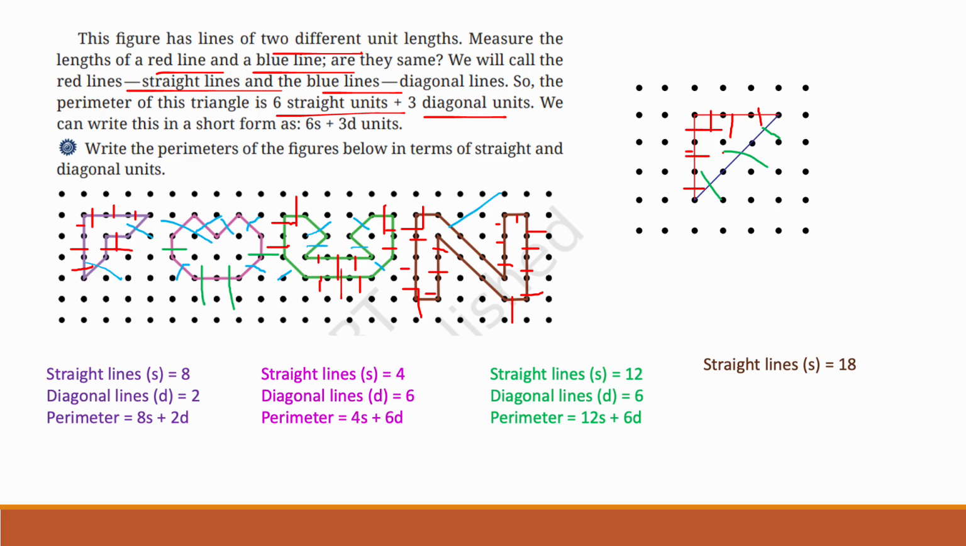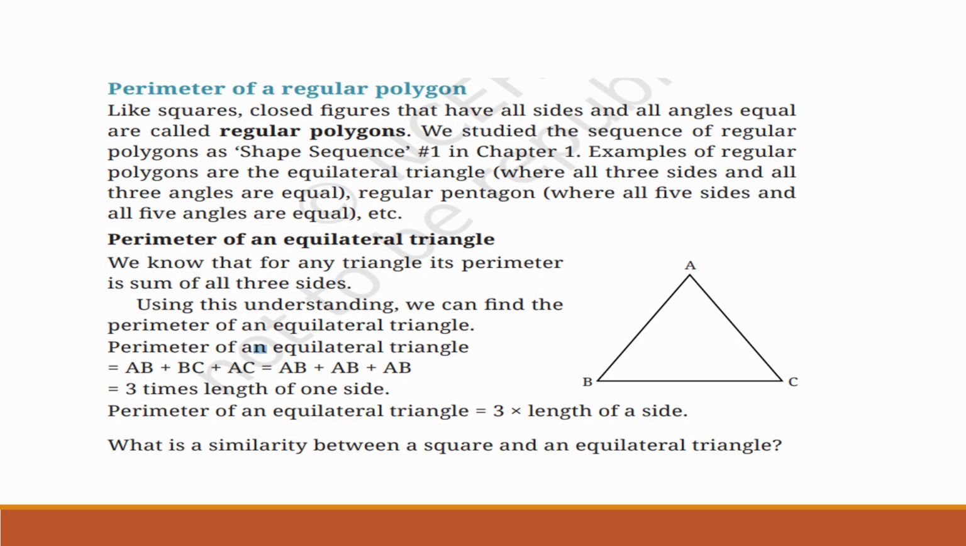See 1, 2, then 3, 4, 5, 6. So 6 diagonal lines are there. So perimeter is 18s plus 6d. Perimeter of a regular polygon.